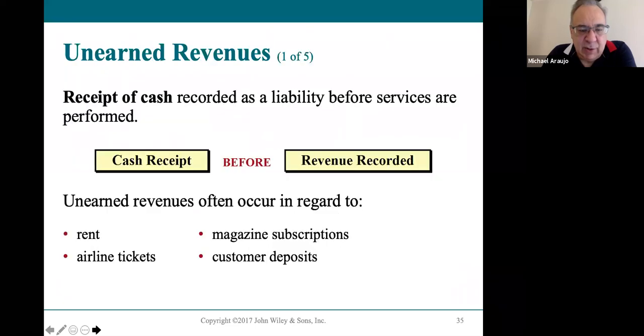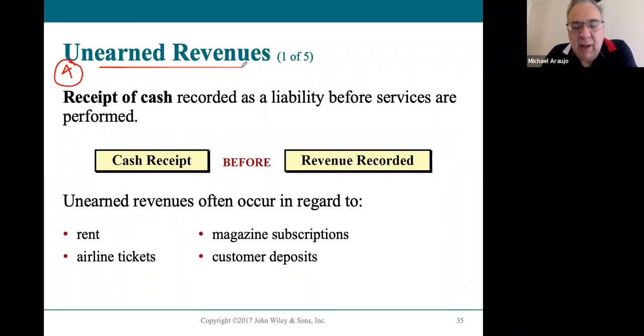Okay, and this is just sort of a chart that goes over this. The fourth deferral that you're going to be learning about is unearned revenue. Unearned revenue means, as you know, you received cash from the client ahead of time, and you recorded it as a liability. Why did you record it as a liability?